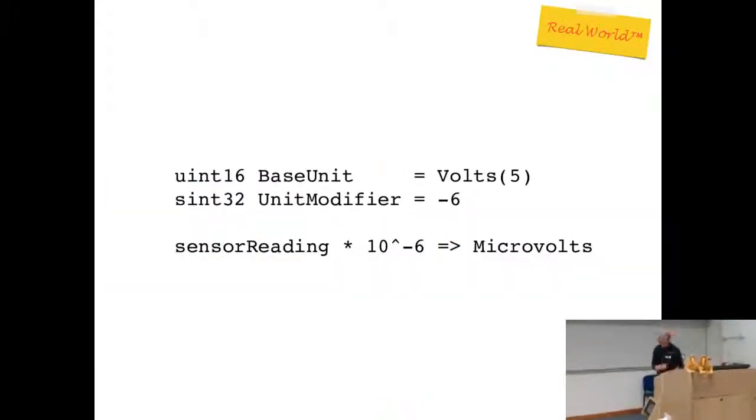And if you read a value like maybe 5, then you have to calculate the value first with 10 to the power of the unit modifier. And then you get exactly the value. So that was a little bit tricky to implement in RRD. We tried, but we failed.